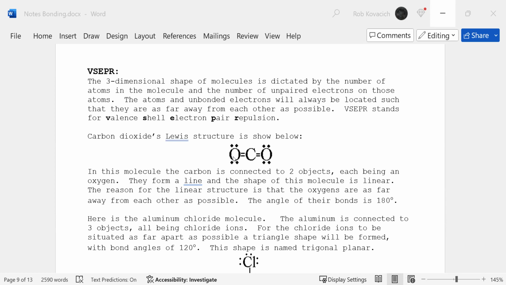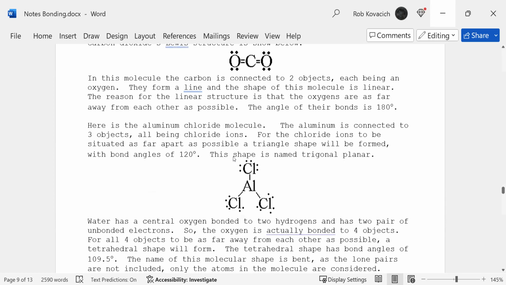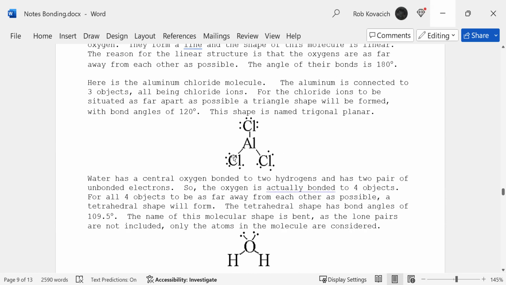So this is a linear structure, and this linear structure happens when the central atom has two things connected to it. Well, what if the central atom has three things stuck to it? Then we get into this 120-degree angle. So 360 is a circle, and so the bond angles between these chlorines around this aluminum chloride are 120 degrees.